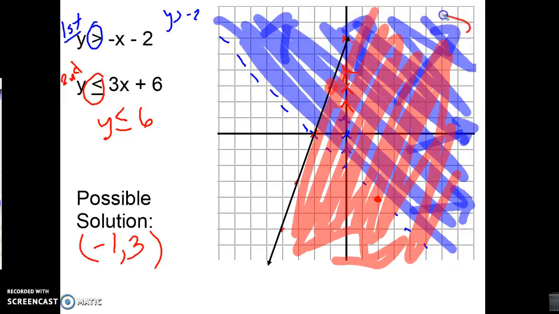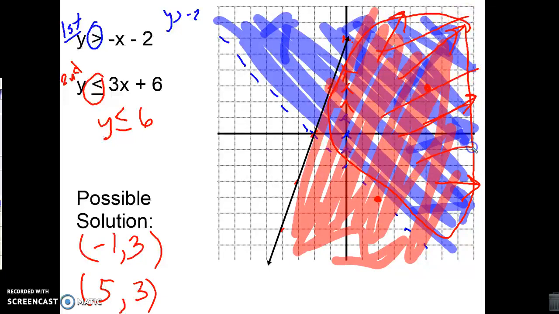I could also pick anything in this area as a solution, or extending, which if I extended my graph would also be double shaded. So another possible solution would be right here where I have the point 5, 3. Now there are infinite solutions because those arrows extend forever and ever beyond those lines. But the clue here is anything that is double shaded or on a solid line works as a solution.